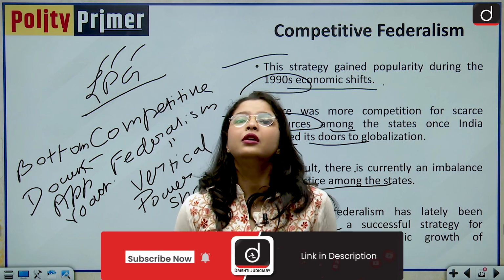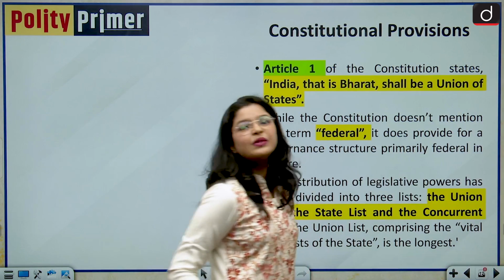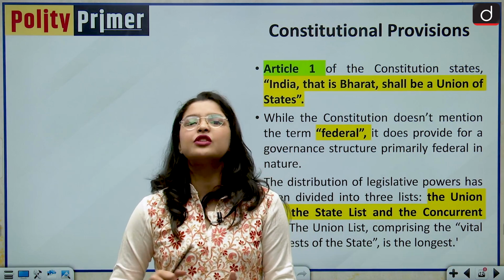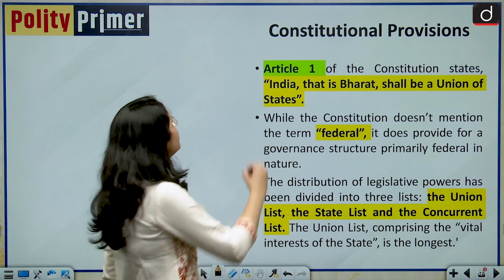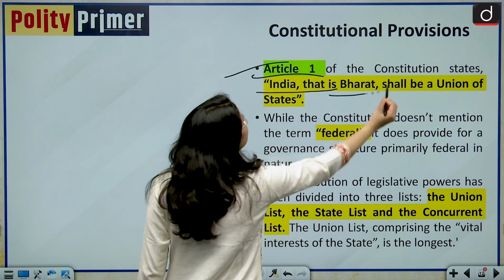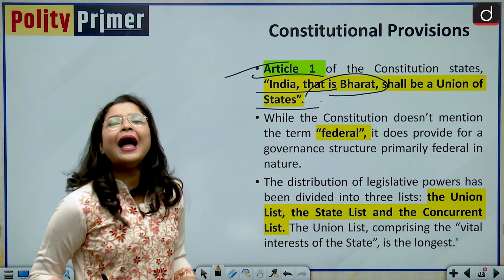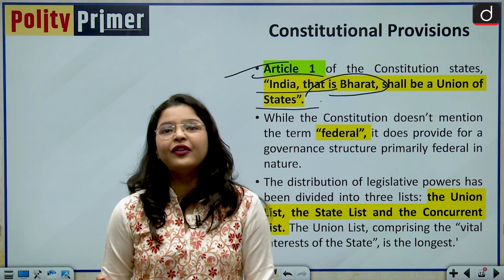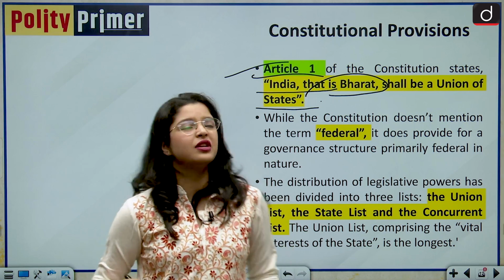Now let us see the constitutional provisions which encourage federalism, especially cooperative federalism, because competitive federalism has not been mentioned explicitly in our Indian Constitution. Article 1 states that India, that is Bharat, shall be a union of states, and this itself shows that it encourages a cooperative federalism. It encourages a holding together form of federalism.